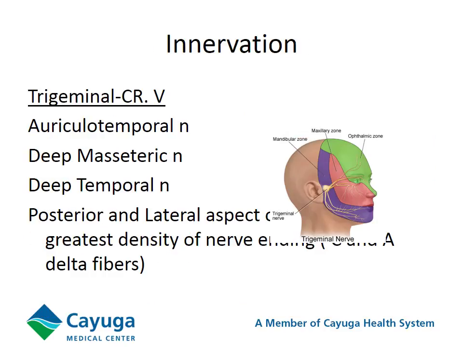The TMJ is innervated by the trigeminal nerve. The 3 branches listed below are primarily responsible for sensation and motor to the muscles of mastication. The posterior and lateral aspects of the TMJ have the greatest density of nerve endings. These are both C and A delta fibers. C fibers relay nociception, temperature, and are not myelinated. A fibers transmit impulses related to muscle, tendon, and articular movement.